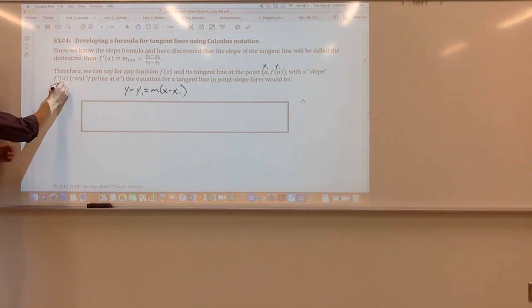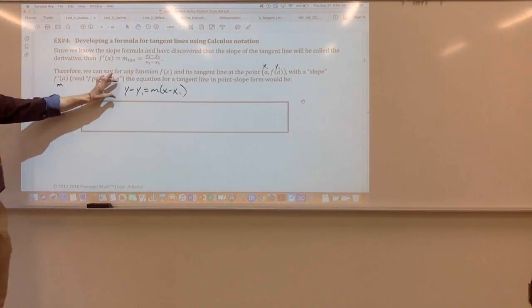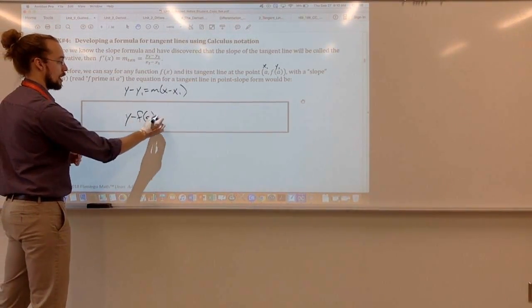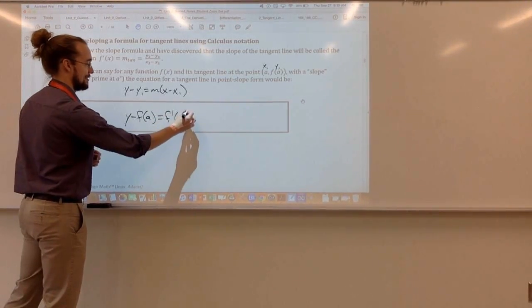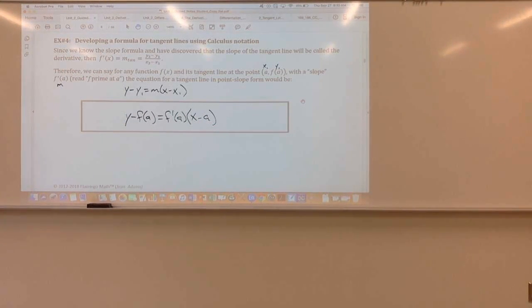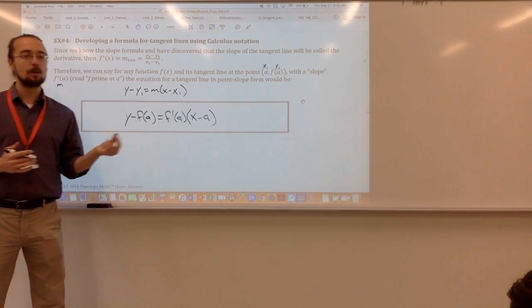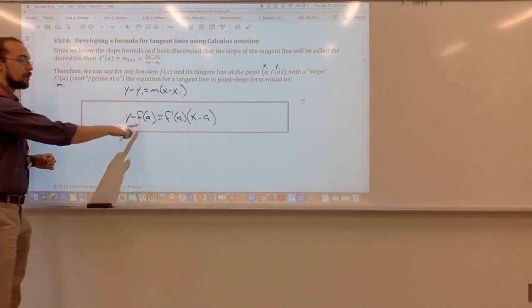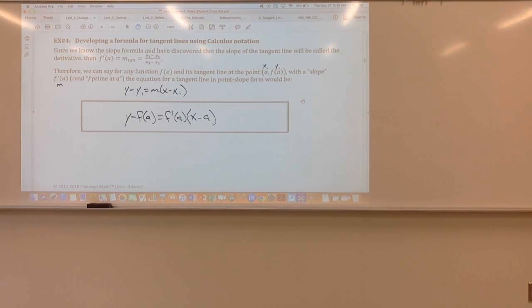So that's my m value, right? So to make this look a little bit more calculus, I can write it like this. Right, this is still just the equation of the line, point slope form. We're just using our notation to say, well, f prime of a, the derivative at a, will get me the slope. And then I can take my given x value and plug it into my original function to get the y value.